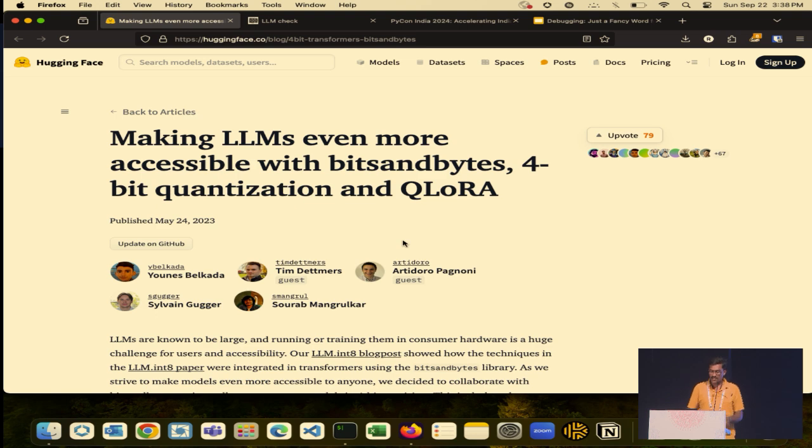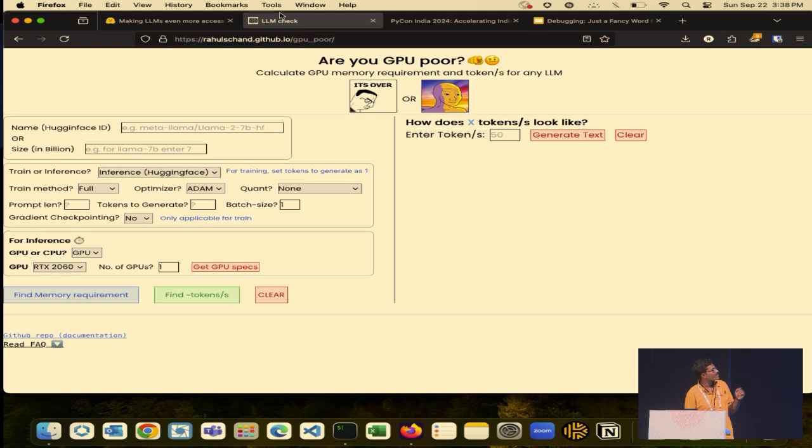I think most of us who have been working on the LLM side would be aware of Hugging Face. They have done a really good job of integrating state-of-the-art papers into their package, so I would really recommend looking into it. I have a little comparison using this website called LLM Check. Of course, there's a meme there: either you are GPU rich or you are GPU poor.